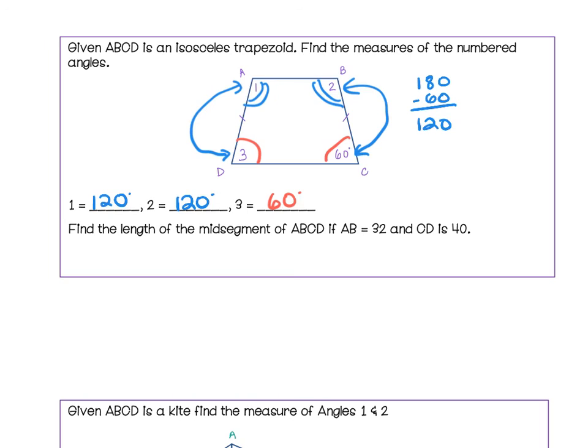And then the mid-segment. Remember, the mid-segment is the sum of the bases divided by 2. So if this is 32 and this is 40, then I add those two and divide by 2. So I'd get 72 divided by 2.